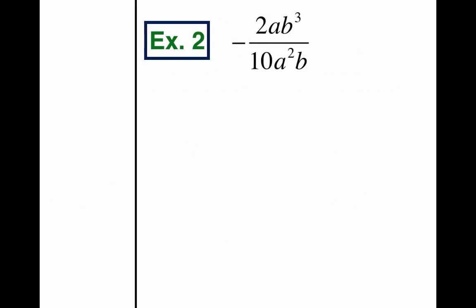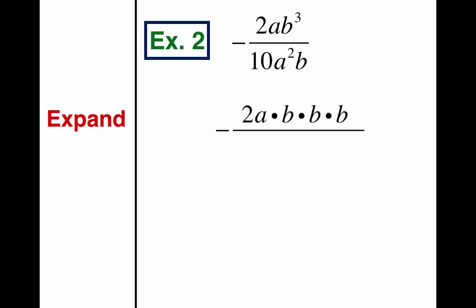How about this? Negative 2ab to the third over 10a squared b. So we've got a fraction, but we're still going to expand, except with fractions we look for the power of 1. So we're going to break out the top. We're still going to have a negative out in front of the fraction. I'm not even going to think about the negative sign. On top we're going to have 2ab times b times b. And on bottom, how about we change 10 to 5 times 2, or 2 times 5. And then we'll have a times b.